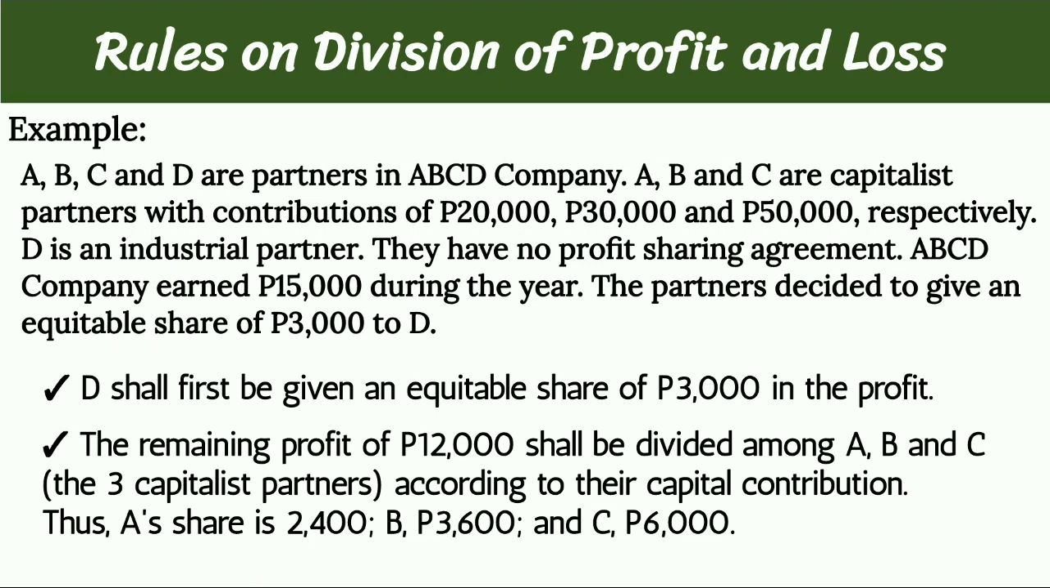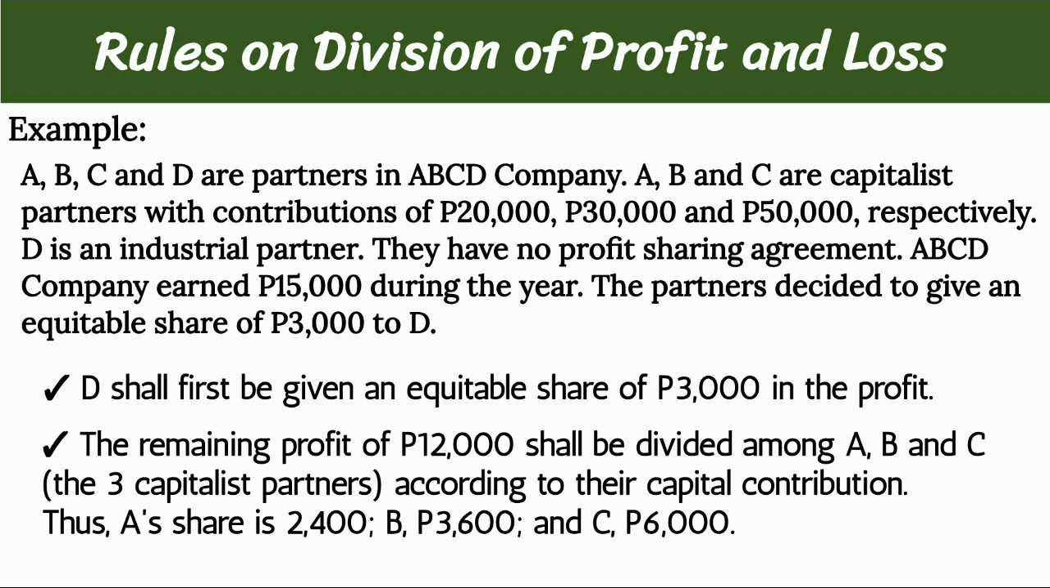Ang capital contribution ni A ay 20,000 pesos. Ang capital contribution ni B ay 30,000 pesos. At ang capital contribution ni C ay 50,000 pesos. 20,000 pesos plus 30,000 pesos plus 50,000 pesos, that is equal to 100,000 pesos. So, para ma-compute yung share ni A sa profit, ang gagawin nyo, 12,000 pesos times 20,000 over 100,000. And that is equal to 2,400 pesos.